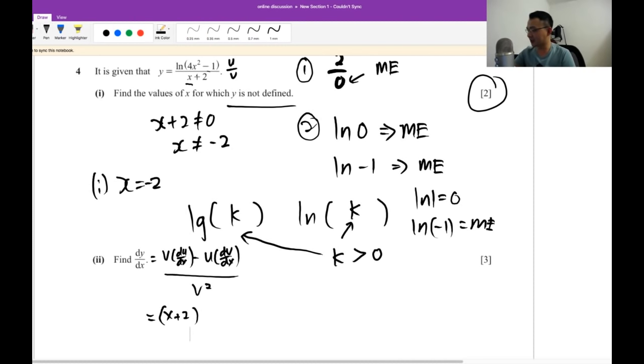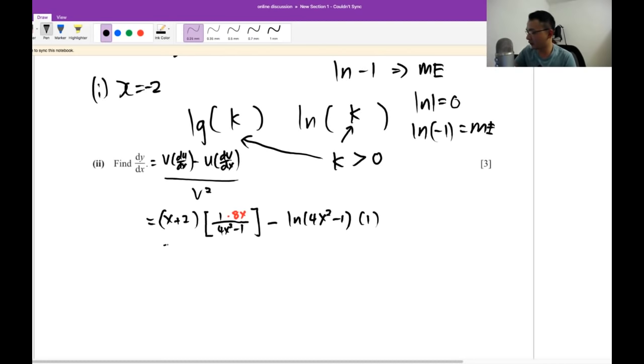Okay, du dx basically differentiate the top one. You should get 1 over 4x squared minus 1. Differentiate 4x squared will give you 8x on the top. Alright, minus u, which is ln 4x squared minus 1, and then dv is 1, over v square, over x plus 2 square. You can leave it like this. I don't think you need to do any simplification. You can leave your answer like this.